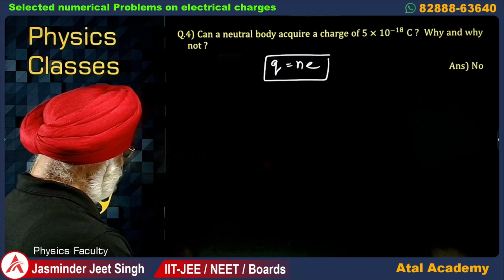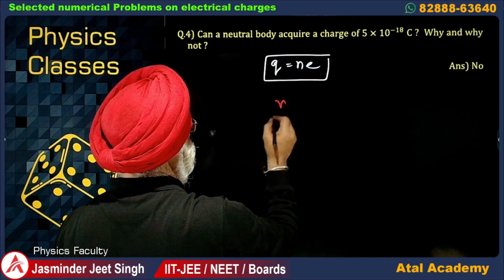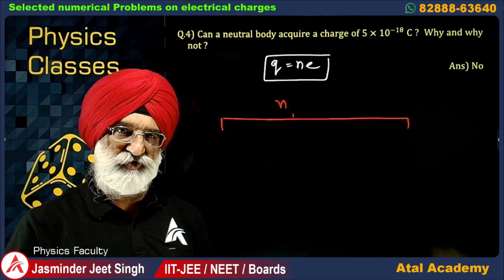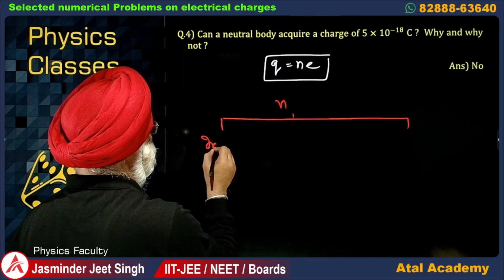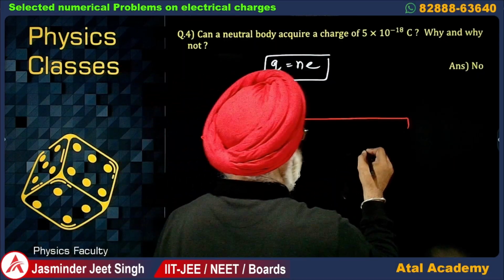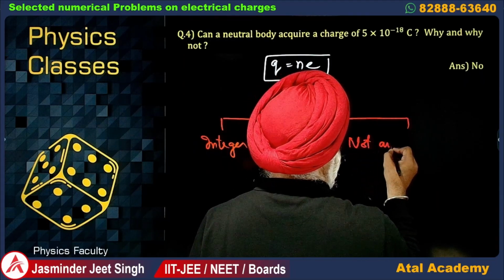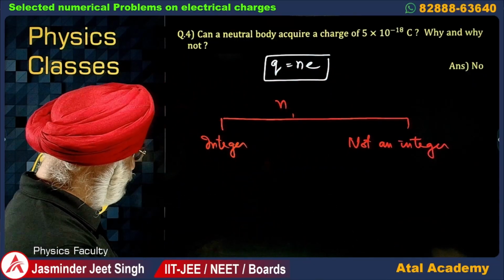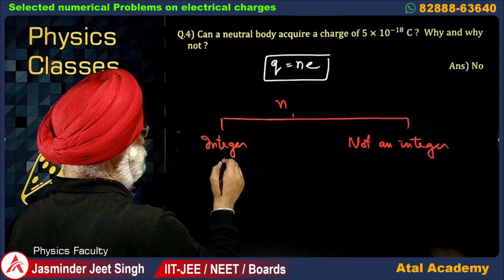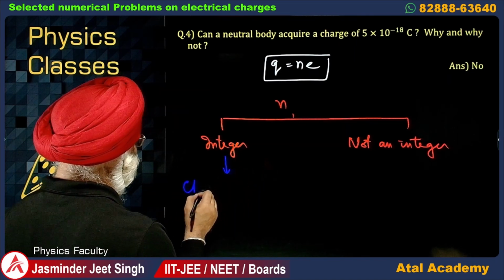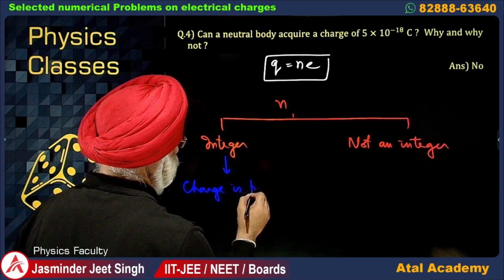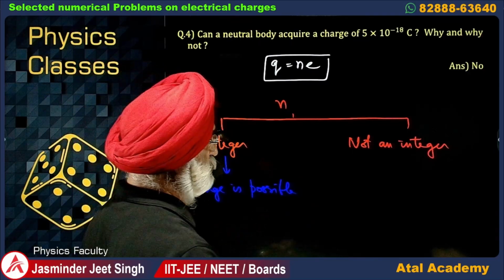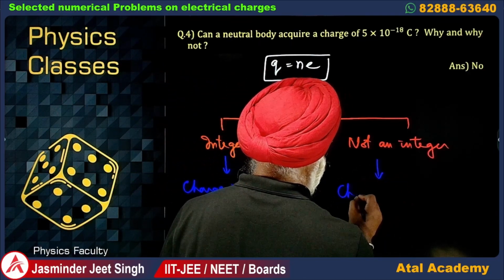Now, for the body to have a charge, N can be an integer, or it may not be an integer. If N is an integer, then the body will acquire a charge. Charge is possible. And if N is not an integer, then charge is not possible.